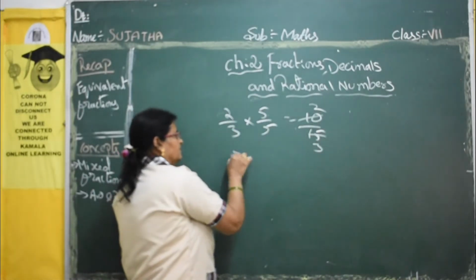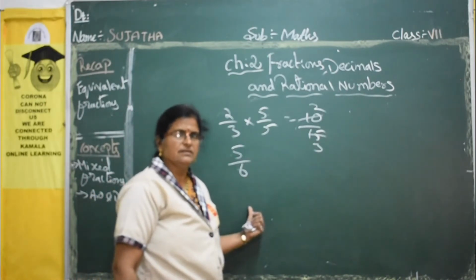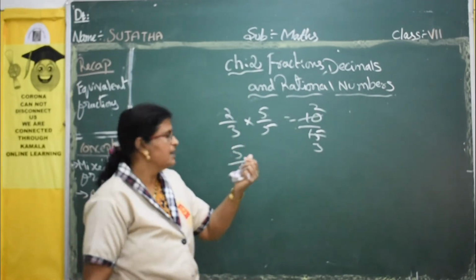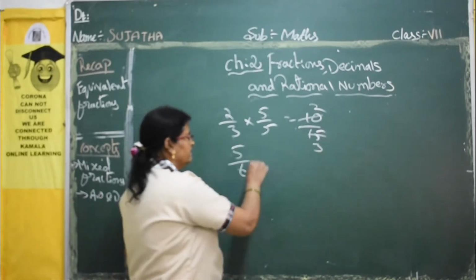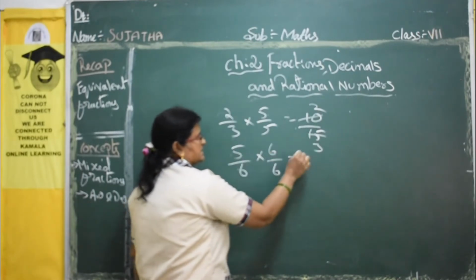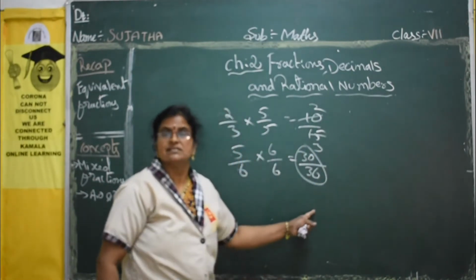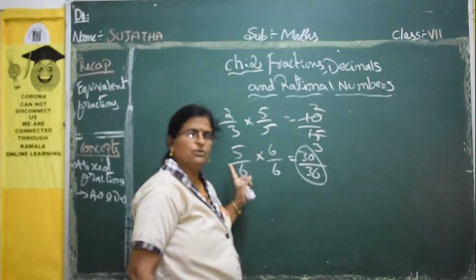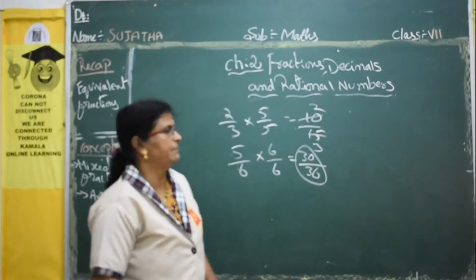Okay? Then 5/6. Say anyone's equivalent fraction of 5/6. Not only 5/5 I am saying, any number you can take and multiply the numerator and denominator. Then you will get the equivalent fraction. For example, here I am taking 6/6. Now what will I get? 5 6s are 30 by 6 6s are 36. This 30/36 is the equivalent fraction of 5/6. After cancellation, again you will get the first fraction 5/6. Okay, that all we studied in the previous session.